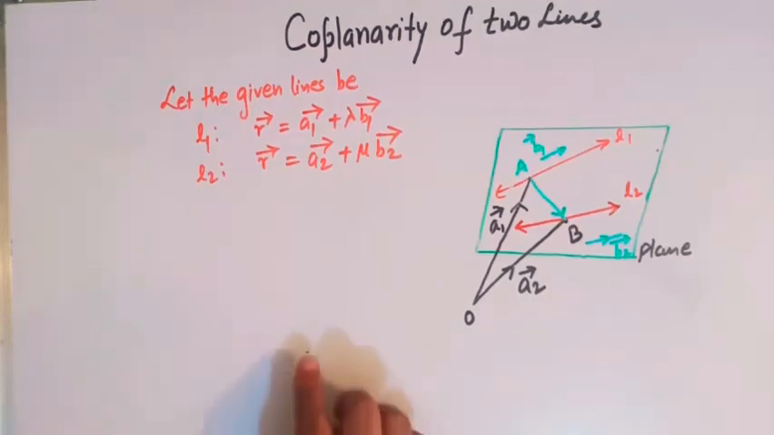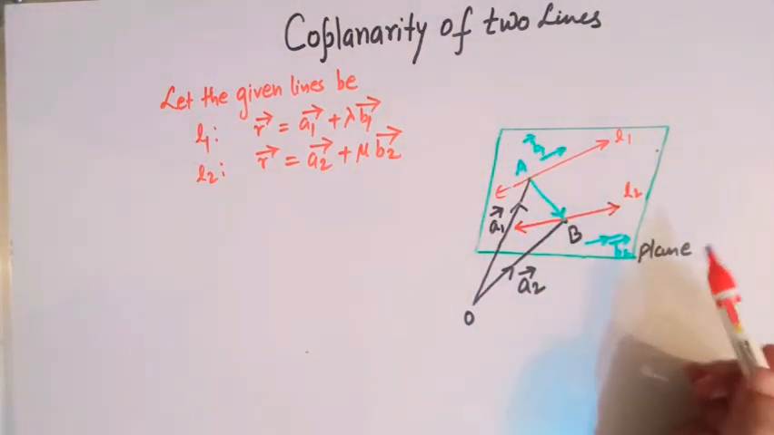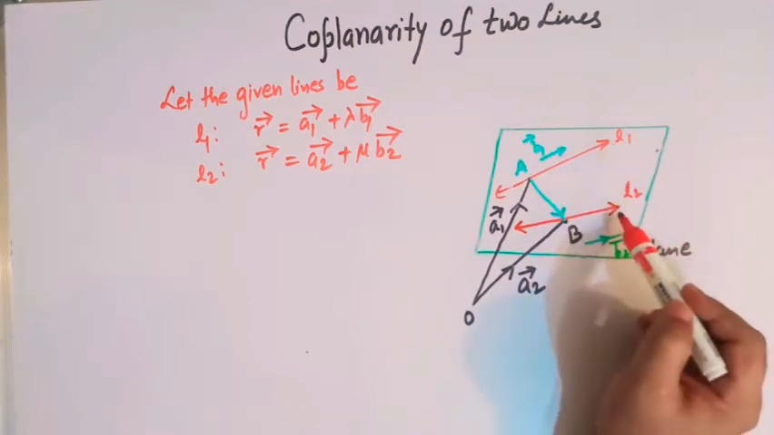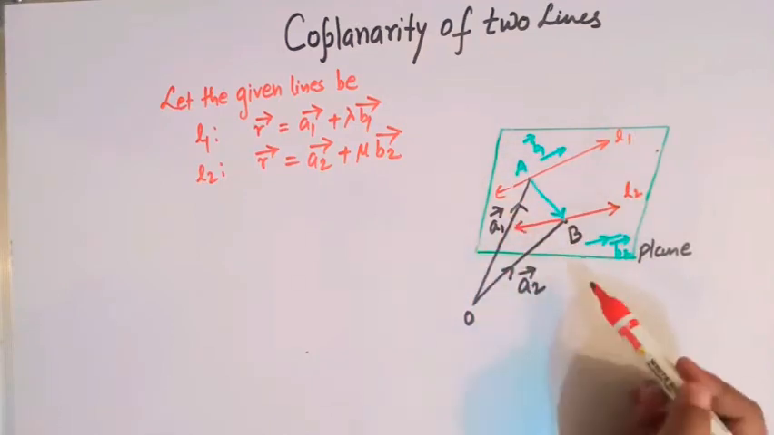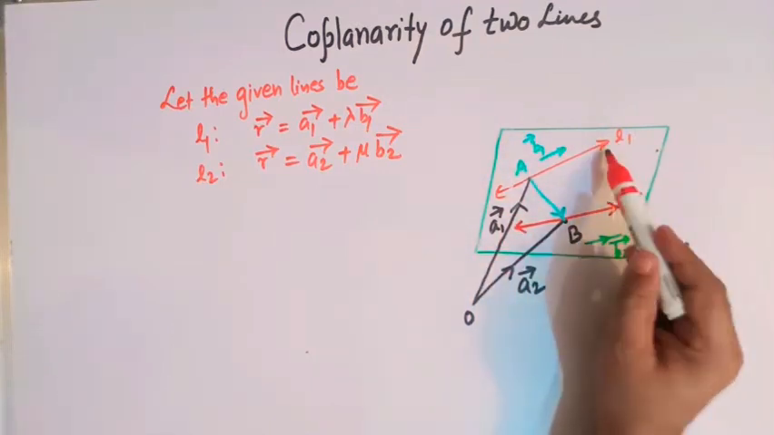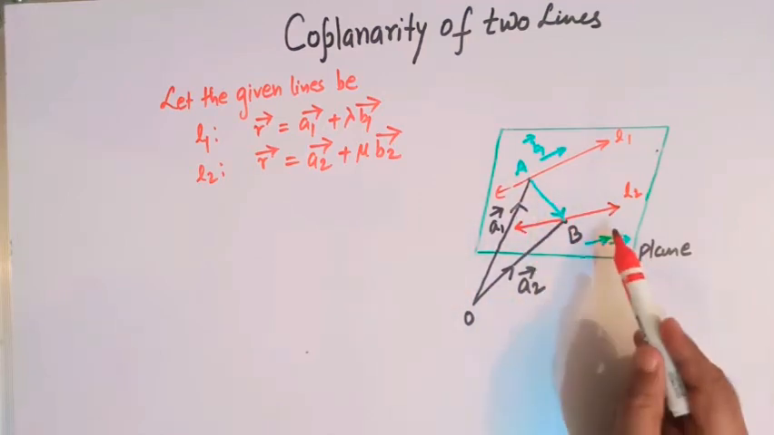Today we will discuss the concept of coplanarity of two lines. So the first question is, what are coplanar lines? Lines which lie on the same plane are known as coplanar lines. Here we have a plane and two lines L1 and L2, whose vector equations are given here, that are coplanar. It means the two lines L1 and L2 lie on the same plane here, right?